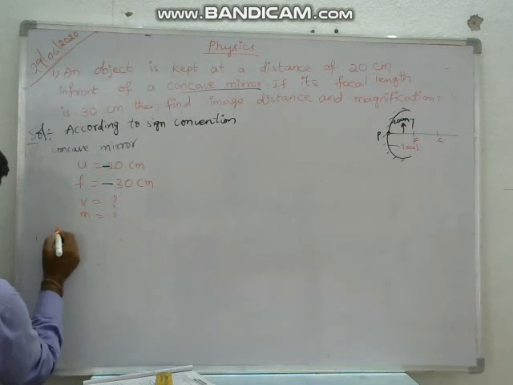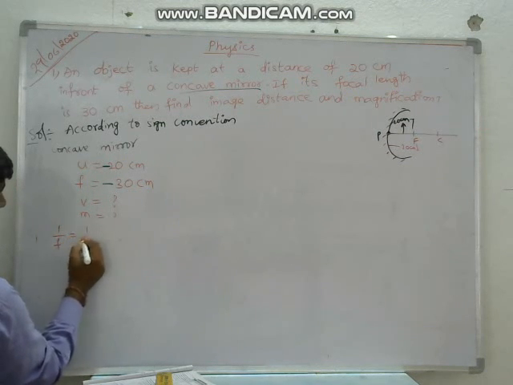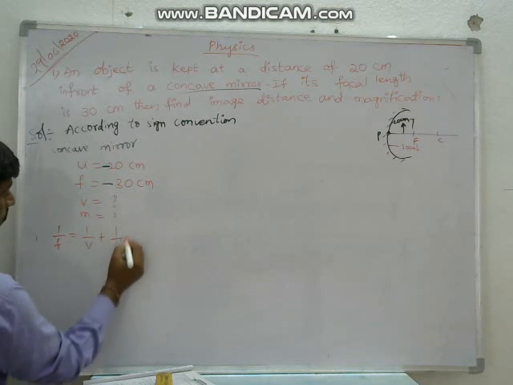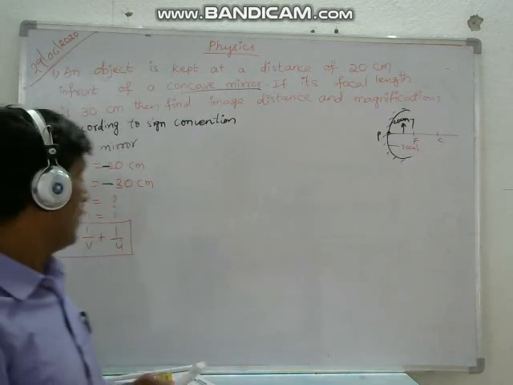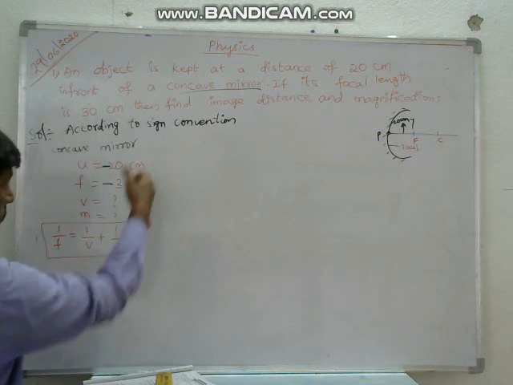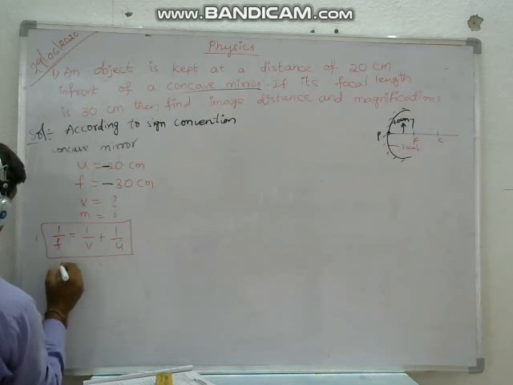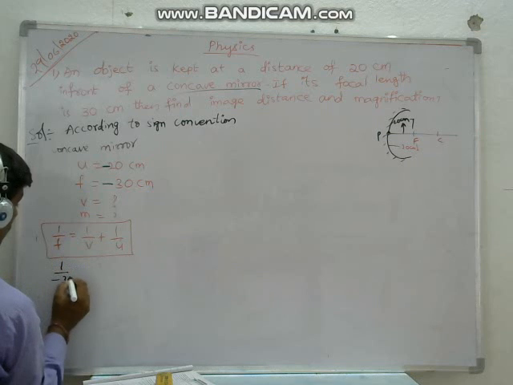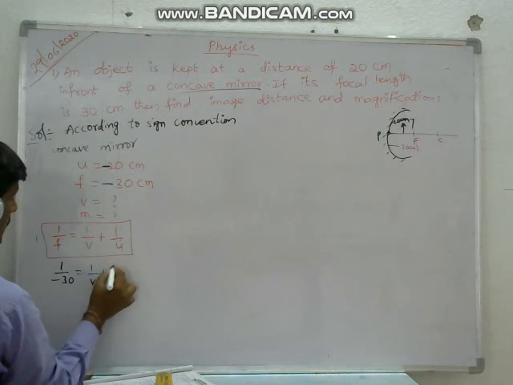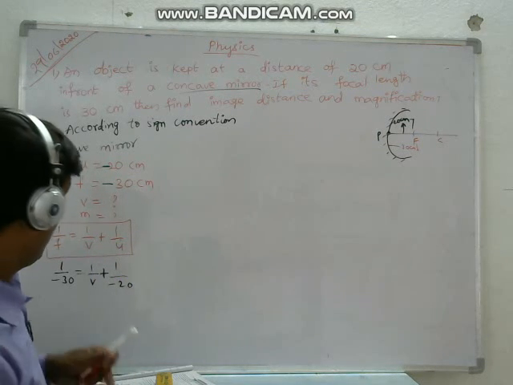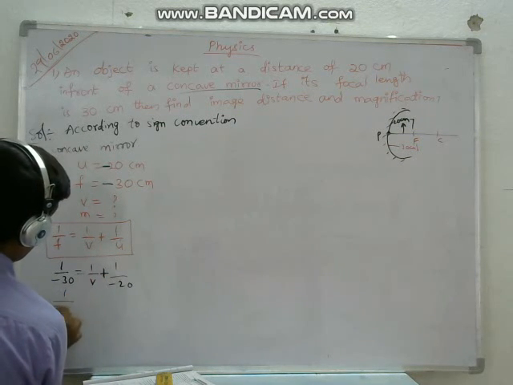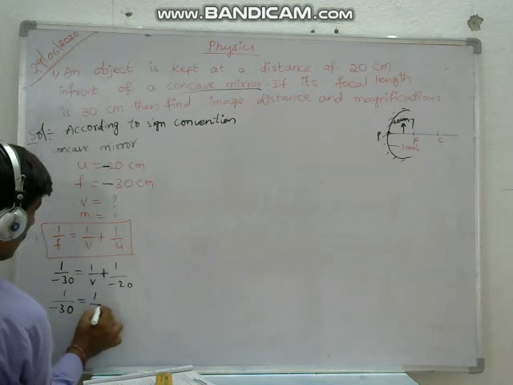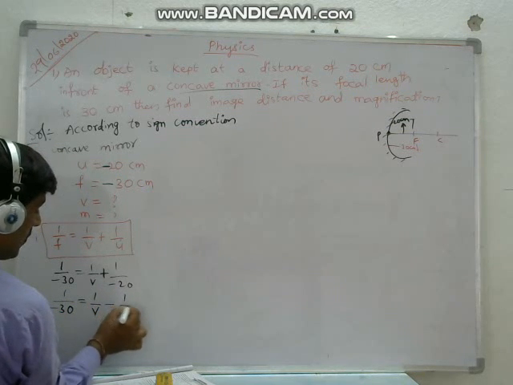For that we have to use the mirror formula: 1 by f is equal to 1 by v plus 1 by u. Here f is the focal length, v is the image distance, u is the object distance. Substitute the above information: 1 by minus 30 is equal to 1 by v plus 1 by minus 20. Remember, children, this is very important. All are committing mistakes at this place. So 1 by minus 30 is equal to 1 by v plus into minus, minus 1 by 20.